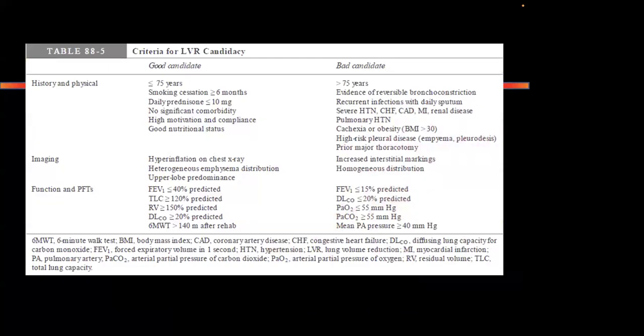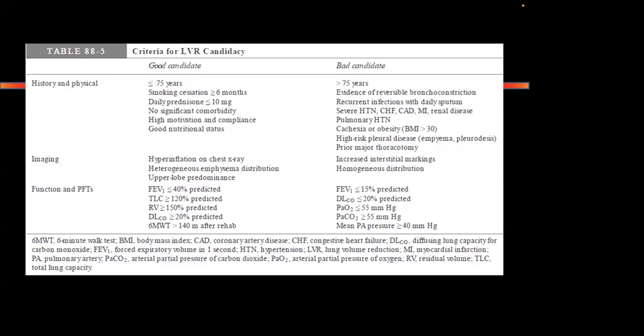This is an illustration showing which are the good candidates and which are the bad candidates to undergo lung volume reduction surgery. The good candidate list is also a list of the indications. So indications would be a patient less than 75 years, smoking cessation for more than 3 months, a low dose of prednisolone, at least less than 10 milligrams per day, no significant comorbidities like pulmonary hypertension, heart failure, coronary artery disease, renal disease, and the patient should be motivated to undergo surgery with good nutritional status.